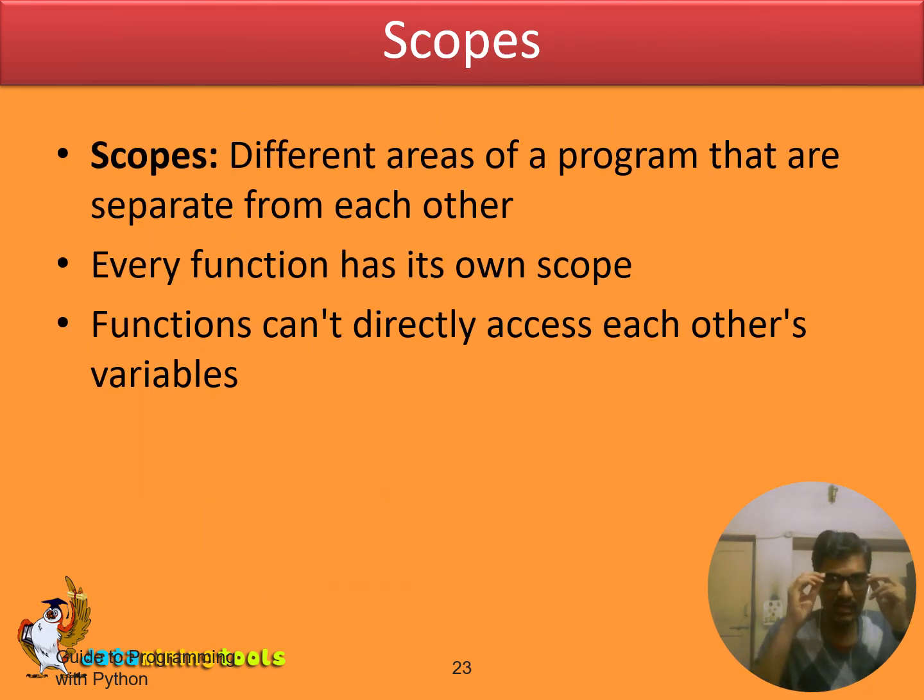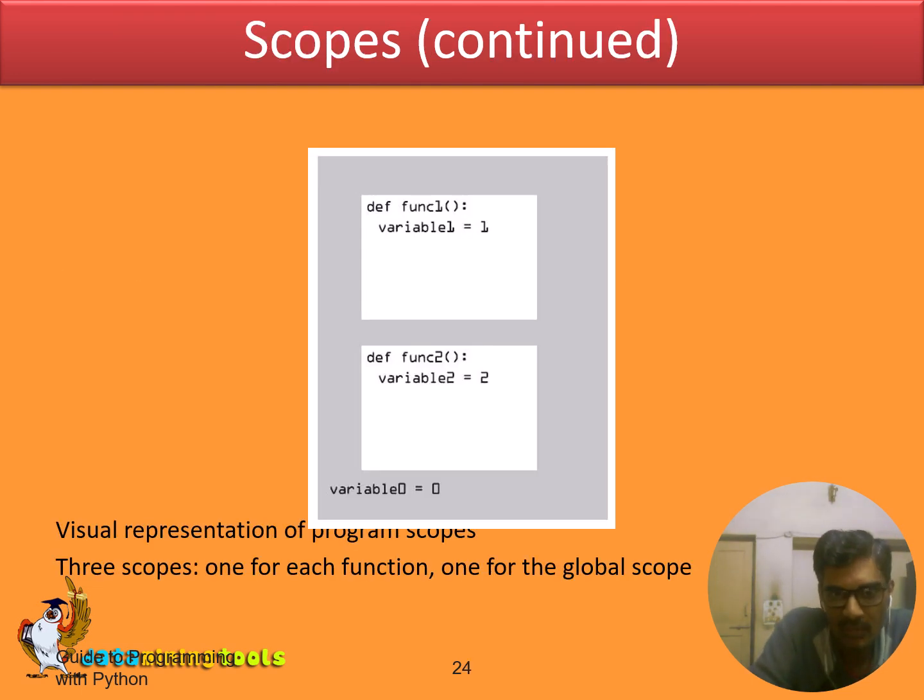Scope is nothing but a different area of a program that is separated from each other. So every function has its scope. Variables declared in the function are acceptable and work in that duration, in that definition of the function only. It cannot be passed back into the main function or other functions. Functions can't directly access each other's variables. They are secured. For instance, look at this definition function 1.